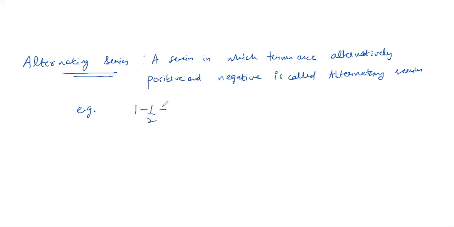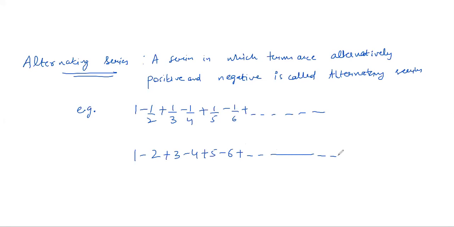1 minus half plus 1 by 3 minus 1 by 4 plus 1 by 5 minus 1 by 6 and so on. Obviously this is also an infinite series, but you see the terms are alternatively positive and negative. The first term can be negative and the second term positive, so that does not matter. What matters is the sign should be alternatively positive and negative. You can have other examples, 1 minus 2 plus 3 minus 4 plus 5 minus 6 and so on. So in this form you can create any example of your own, right?